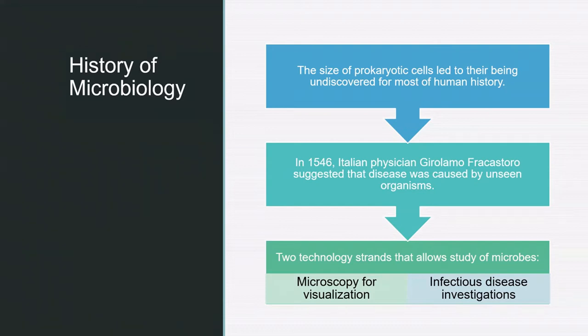So to study microbes, there are two technology strands that allow us to do that. One is microscopy. If we didn't have microscopy, we couldn't see the microbes. We wouldn't be able to visualize them. And then, of course, infectious disease investigations. And there's a whole level of science and technology that goes into that.